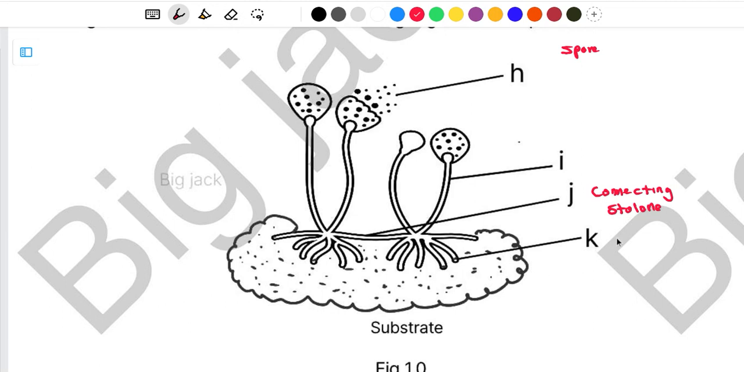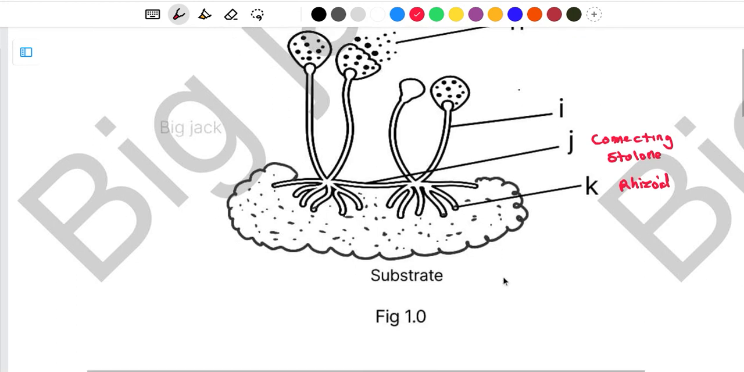Then for K, this one is called rhizoid. Don't say the root. Of course, it is the root, but the specific name for the root of the Rhizopus is called the rhizoid. So the function is anchoring as well as releasing the enzyme, or digestive enzyme, on the substrate.